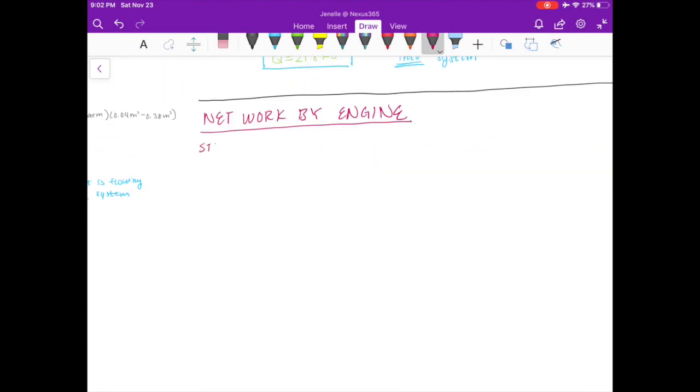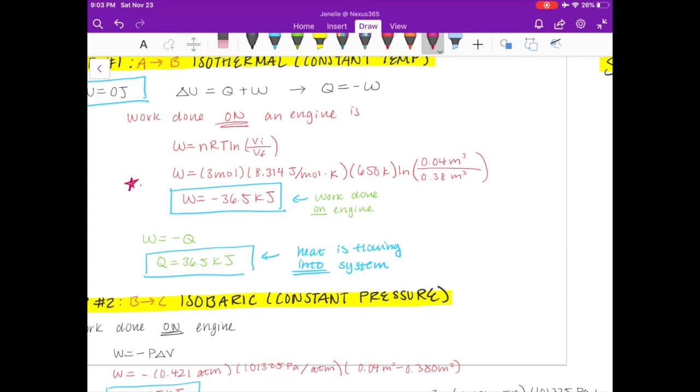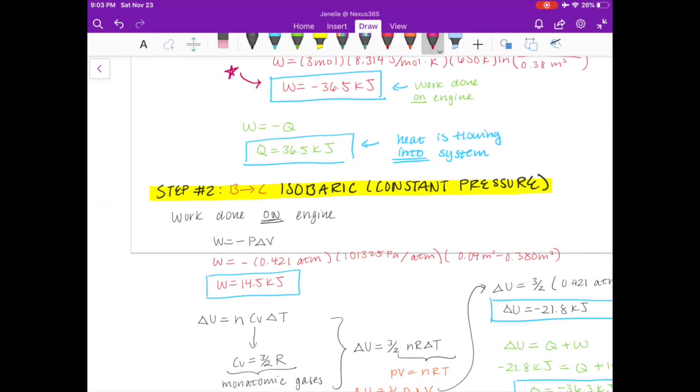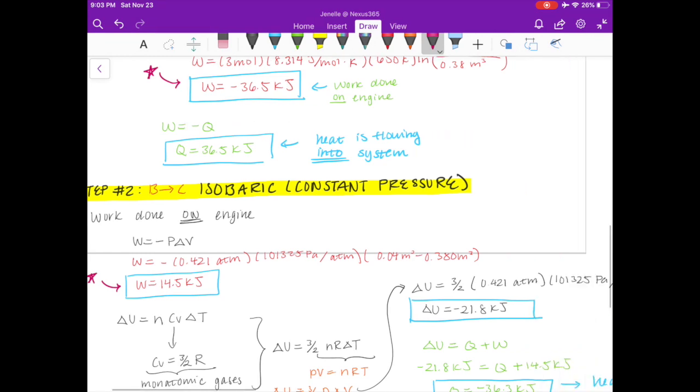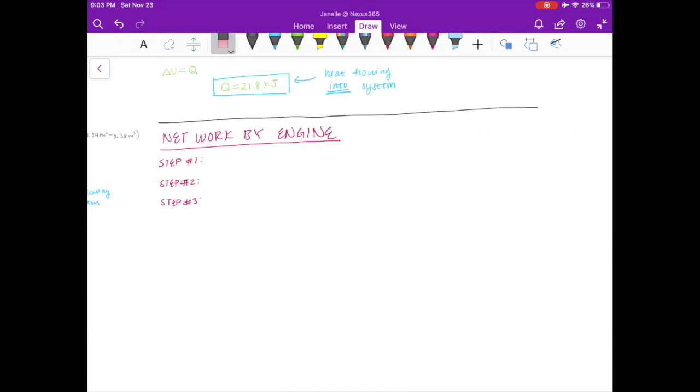In order to figure out the net work done by the engine each cycle, we have to figure out how much work is being done by the engine in each step. So in step 1, step 2, and step 3. Lucky for us, we have already calculated the work being done on the engine in each step. In step 1, there was negative 36.5 kilojoules of work being done on the engine. In step 2, there was 14.5 kilojoules of work being done on the engine. In step 3, there was no work being done.